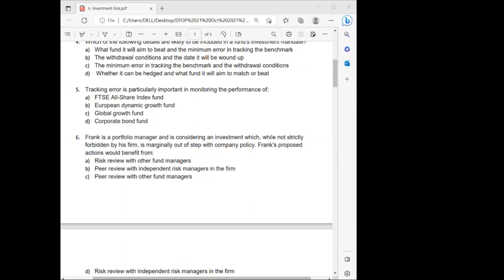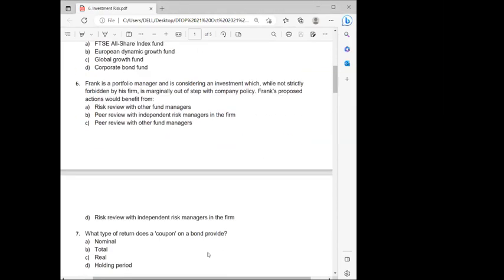Right, I have only 5 responses by now. Let's see what the question is. Frank is a portfolio manager and is considering an investment which, while not strictly forbidden by his firm, is marginally out of step with company policy. Frank's proposed action would benefit from risk review with other fund managers, peer review with independent risk managers in the firm, peer review with other fund managers, risk review with independent risk managers in the firm.